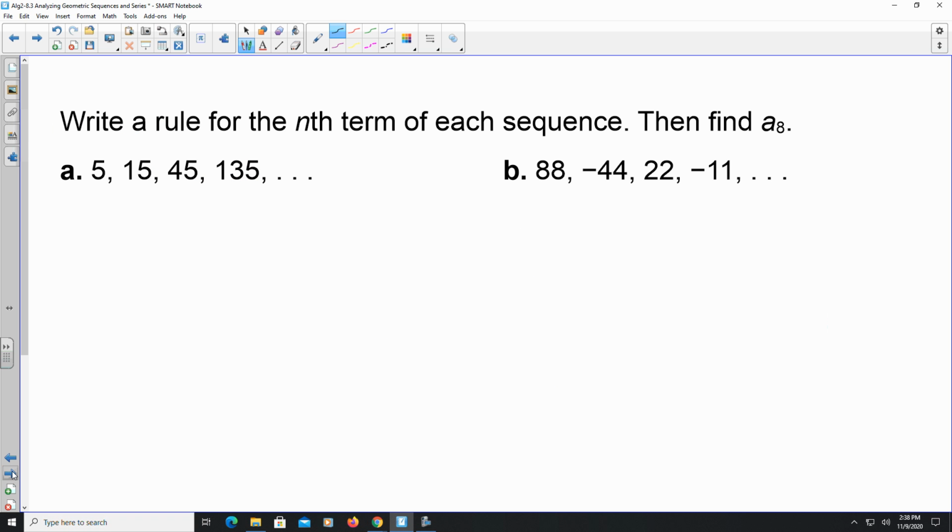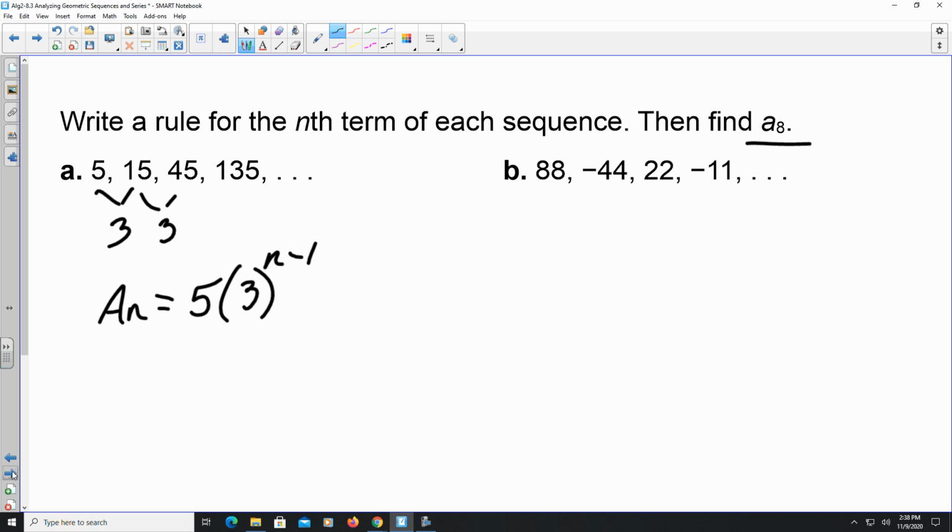So looking at these two examples, the first thing you've got to do is figure out what your common ratio is. So I'm going to take 15 divided by 5, which is 3. And I'm just going to double check: 45 divided by 15 is also 3. So that is my common ratio. So a sub n is going to be equal to a sub 1, which is 5, multiplied by the common ratio, which is 3, raised to the n minus 1 power.